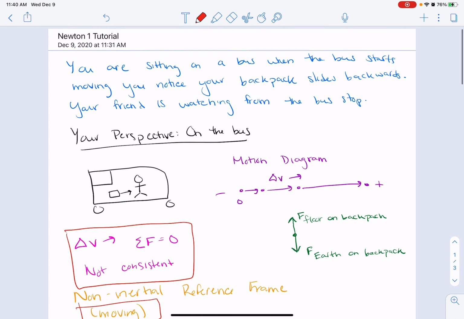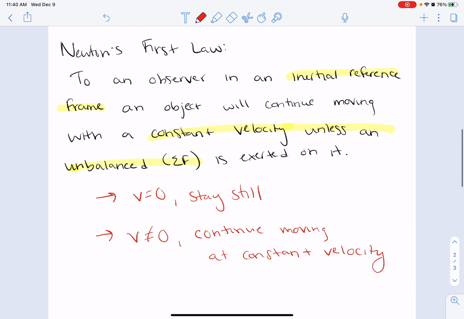So the key ideas here about Newton's first law that I want you to know is that it's saying an object's going to keep doing that same motion, either staying still or moving with a constant velocity, unless the sum of the forces is exerted on it. But I also want you to understand this inertial reference frame part, that Newton's first law only holds true for observers that are seeing this from an inertial or non-moving reference frame. For observers that are in a non-inertial reference frame, a moving reference frame, they are not going to observe Newton's first law.